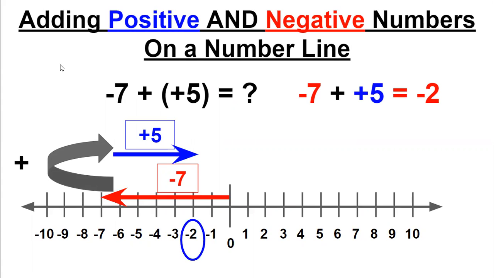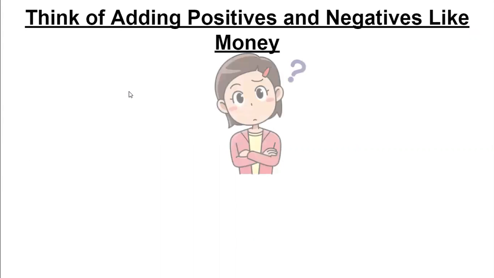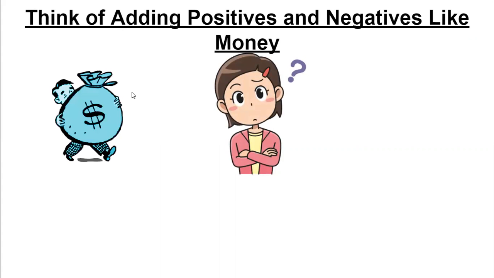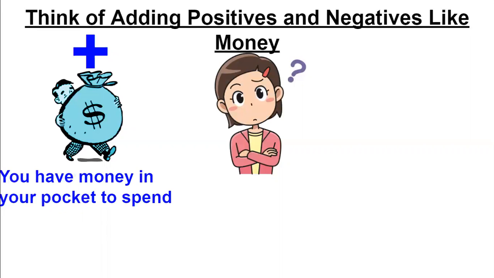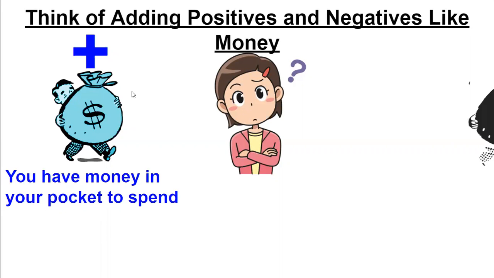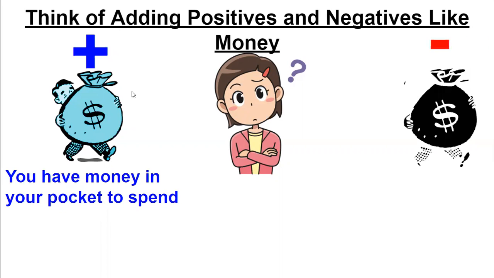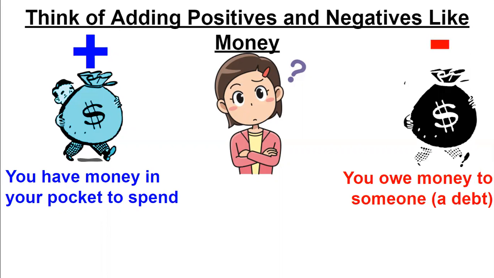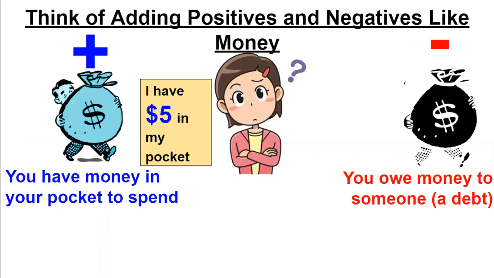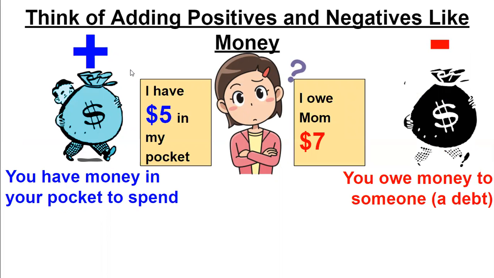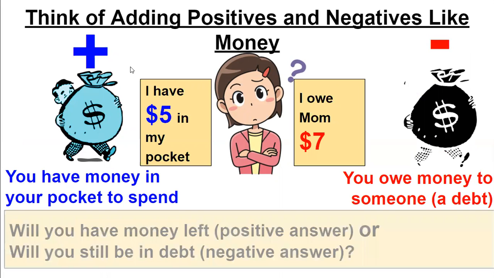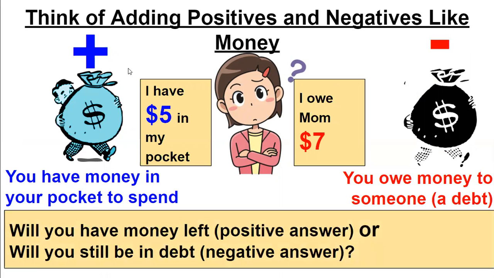How does that look with our money example? Let's bring Sally back. Positive numbers are money she has in her pocket, or that you have in your pocket, and negative are money you owe somebody. So now Sally has $5 in her pocket, but she owes Mom $7. Will she have any money left, or will she be in debt?